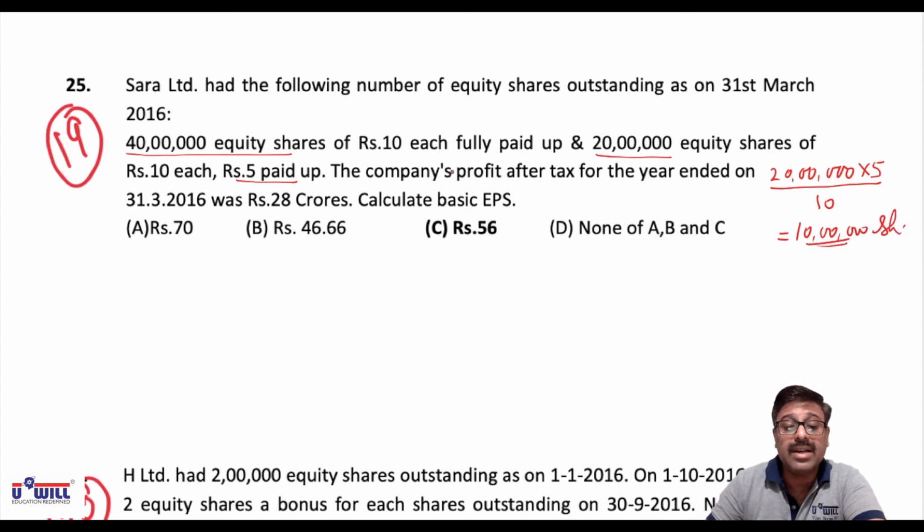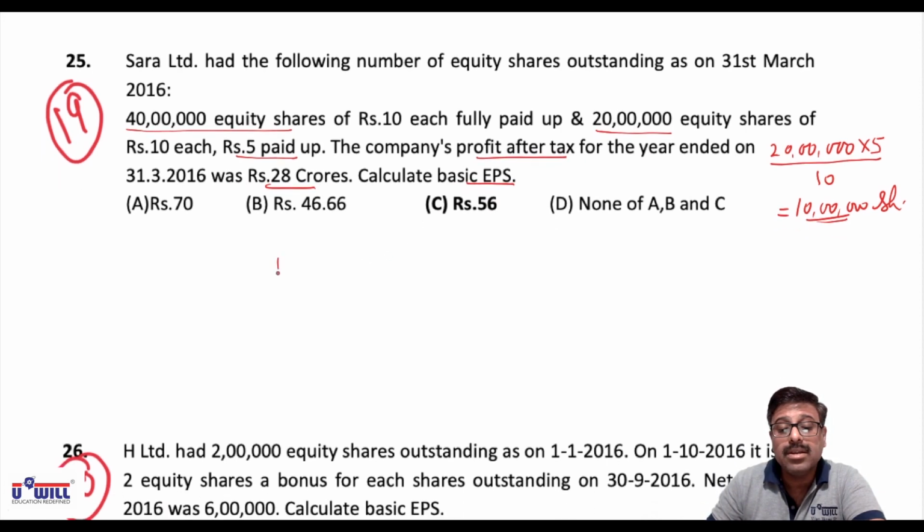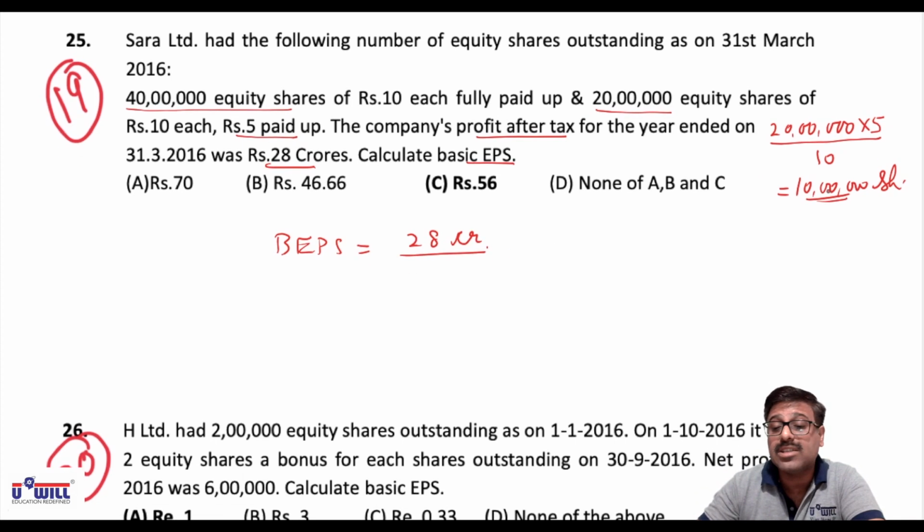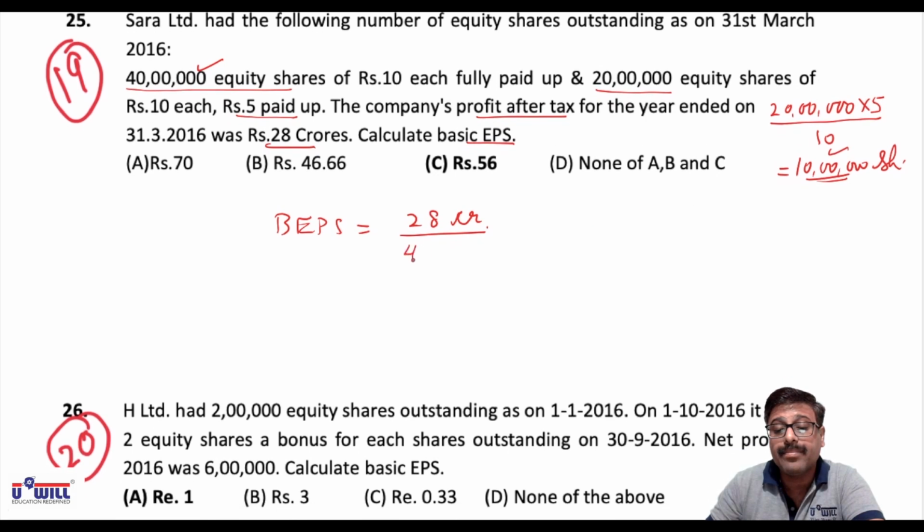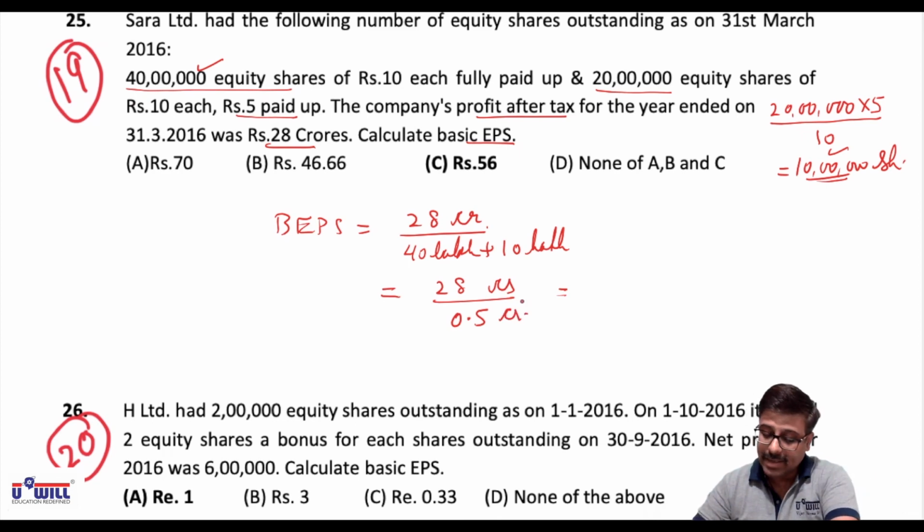The company's profit after tax for the year ended is 28 crore, calculate basic EPS. So when we count basic EPS, you take the profits attributable 28 crores divided by 40 lakh shares plus 10 lakh shares, okay? 40 lakh plus 10 lakh. Don't take 20 lakhs but 10 lakh as fully paid up. So 28 crores divided by 50 lakhs. 50 lakhs means, can I say 0.5 crores? If you take numerator and denominator both in crores. So 28 crores divided by 0.5 crores, that is 56 rupees is the earning per share.